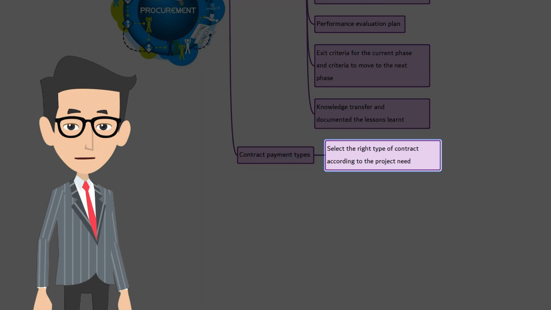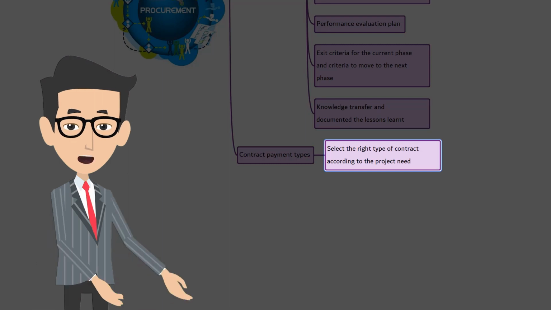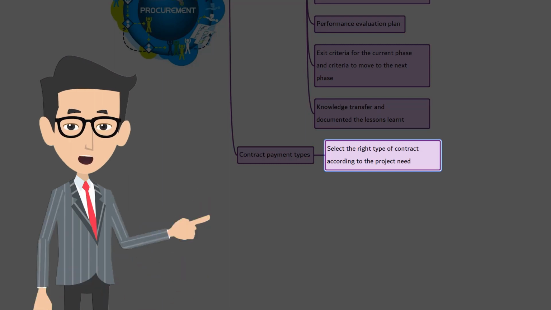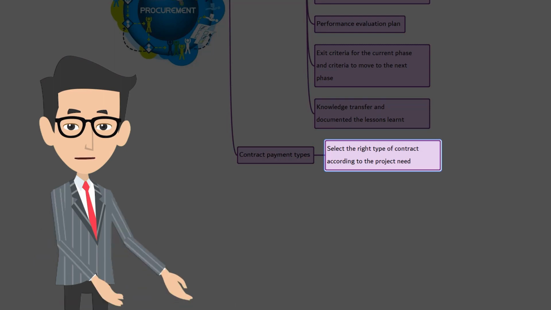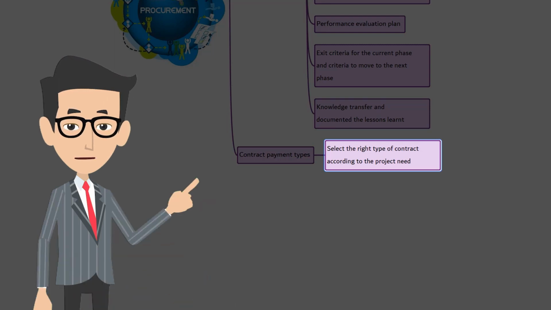Now, let's talk about contract payment types. As we discussed earlier, there are multiple contract types available. Depending on the requirements of the project, the right kind of contract type should be selected. Also, you have to consider schedule and cost constraints, risks involved, and other project constraints. Fixed price contracts are suitable when the type of work is predictable and the requirements are well defined and not likely to change. Cost plus contracts are suitable when the work is evolving, likely to change, or not well defined. Incentives and awards may be used to align the objectives of buyers and sellers.